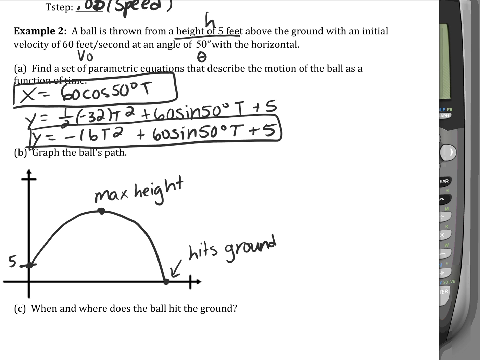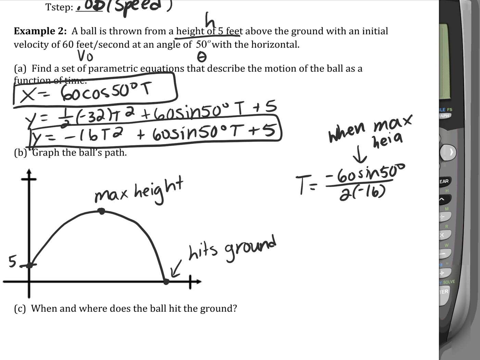So this question asks for when and where the ball hits the ground. Also, if we were doing maximum height, which it didn't ask for, or when it gets there, you would have to do negative 60 sine 50 divided by 2 times negative 16. We would not be able to take the values that we're getting from this part C and cut them in half anymore, because that would technically be when it's starting on the ground, but that's not happening because we are starting at a height of 5. So I just added in the when and where does it hit the ground.